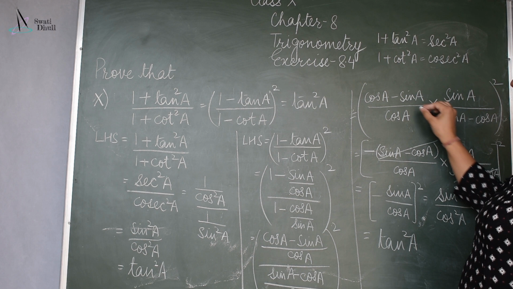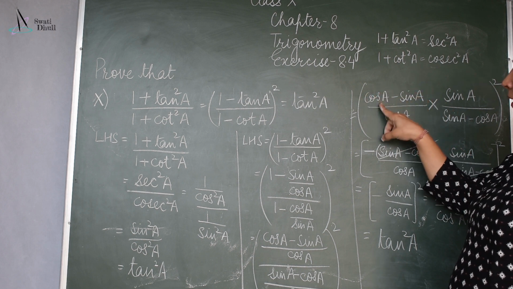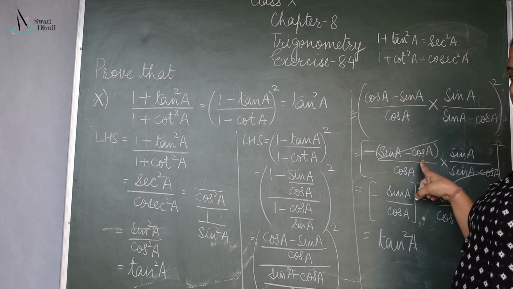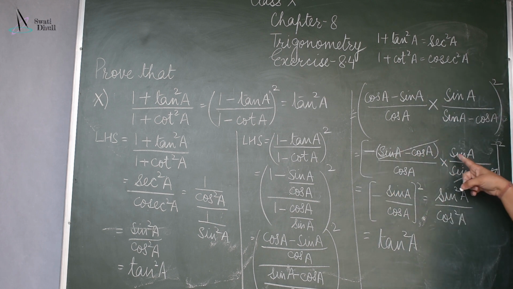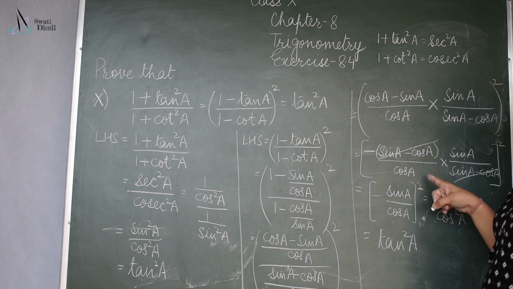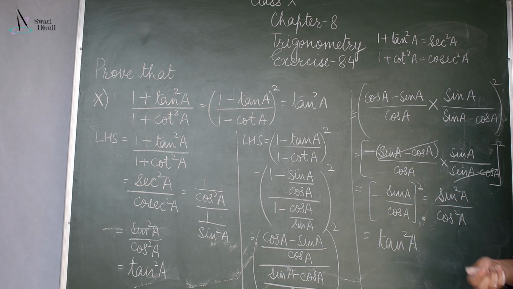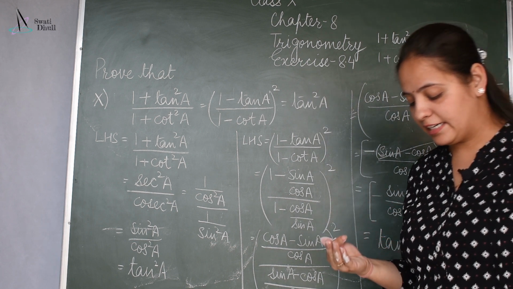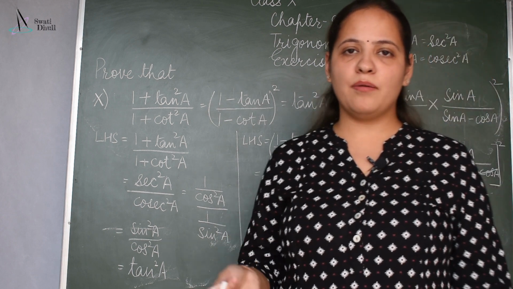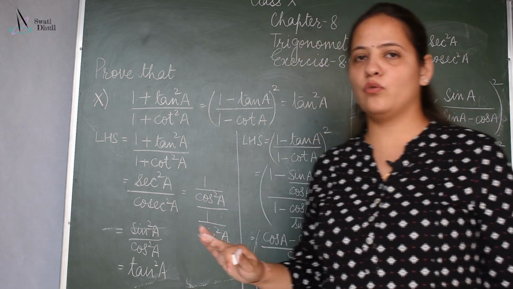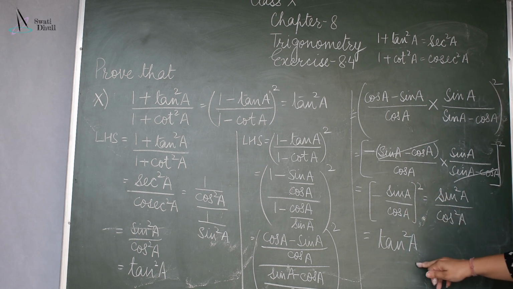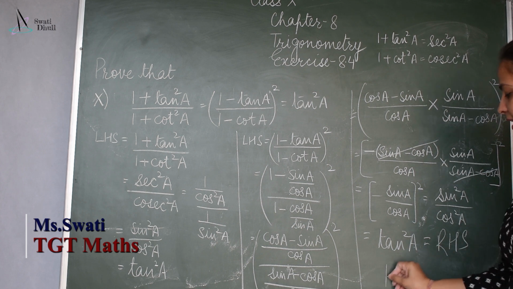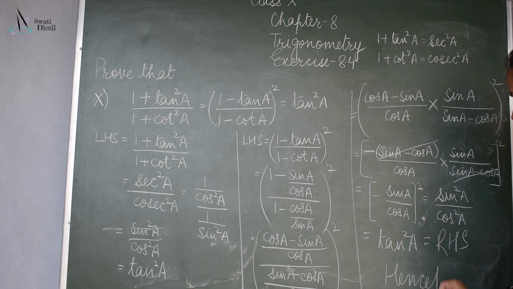So I will take the minus sign common. So it will become sine A minus cos A, because I have taken the minus sign common. So they will be cancelled out. So what will I get? Minus of sine A upon cos A, whole square. If I take the square of a negative or a positive number or any term, then you will get only a positive answer. So sine square A upon cos square A is equal to tan square A. So that is equal to the right hand side, and hence proved.